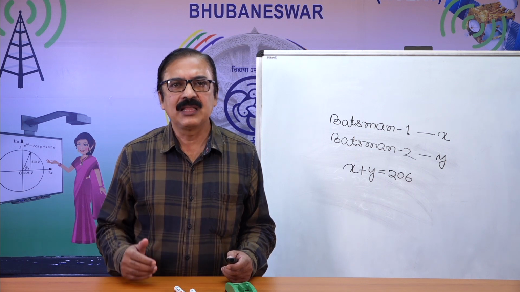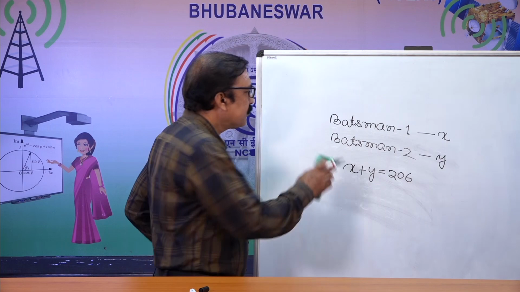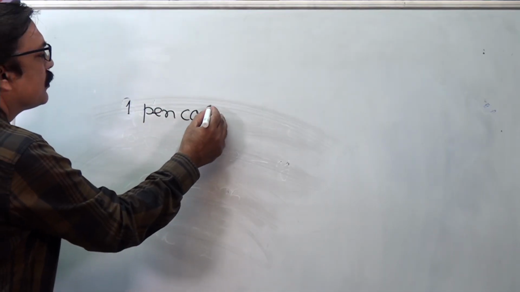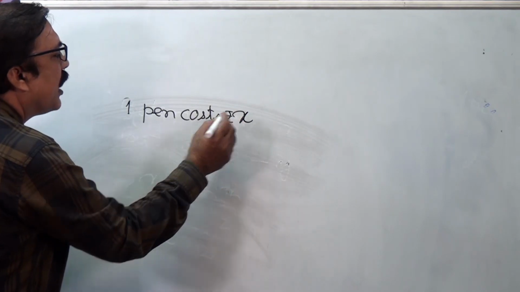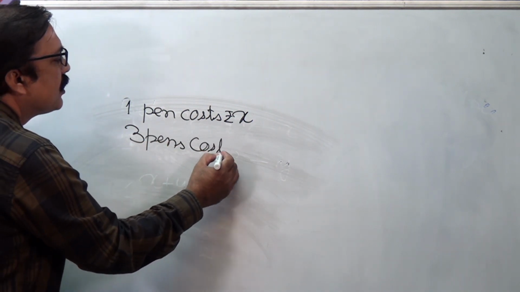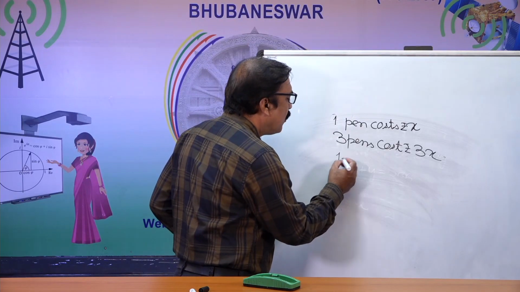Now let's consider another situation. A man purchased 3 pens and 5 pencils with rupees 55, taking the cost of a pen as X and the cost of a pencil as Y. Express this information in the form of an equation. Now, if one pen costs X rupees, as we don't know the value of one pen, we can say rupees X. Then what is the cost of 3 pens? Definitely rupees 3x.